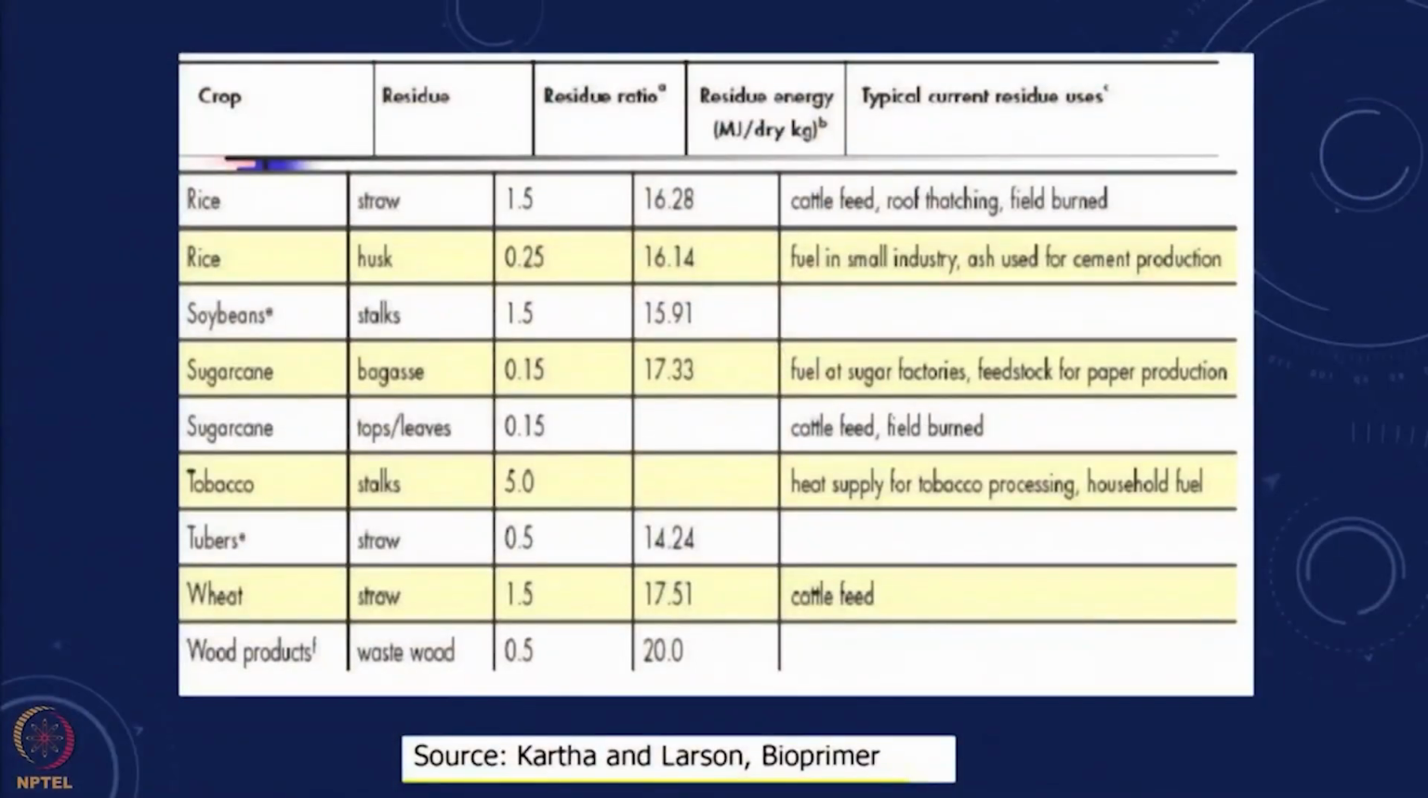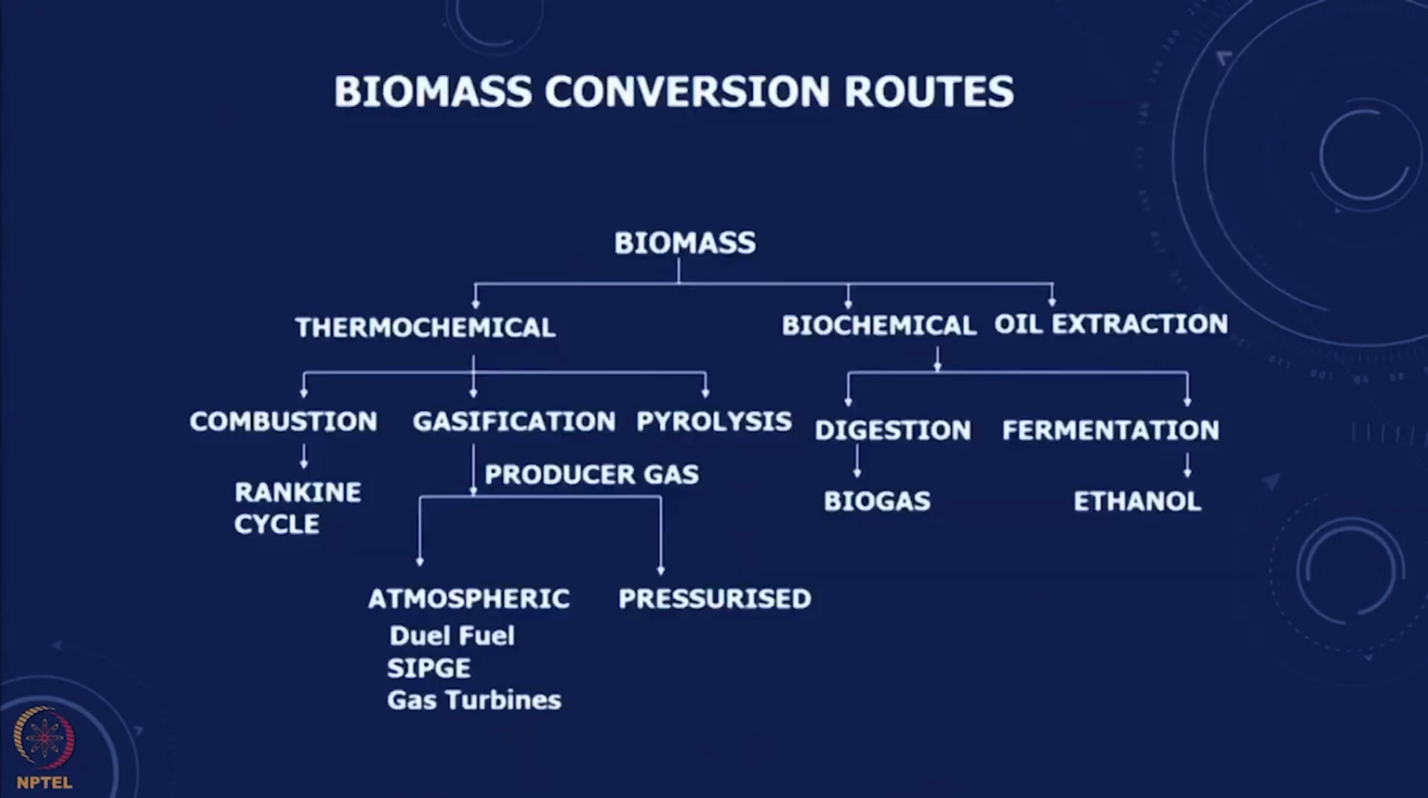So this is the kind of potential. In all of this, you can take the rice, again the quantity of residue, the residue ratio, and the residue energy. So that's how we can calculate the biomass. In the case of biomass, there are different possible processes. There are thermochemical processes where we can look at combustion, just like we have in a power plant, the Rankine cycle power plant.